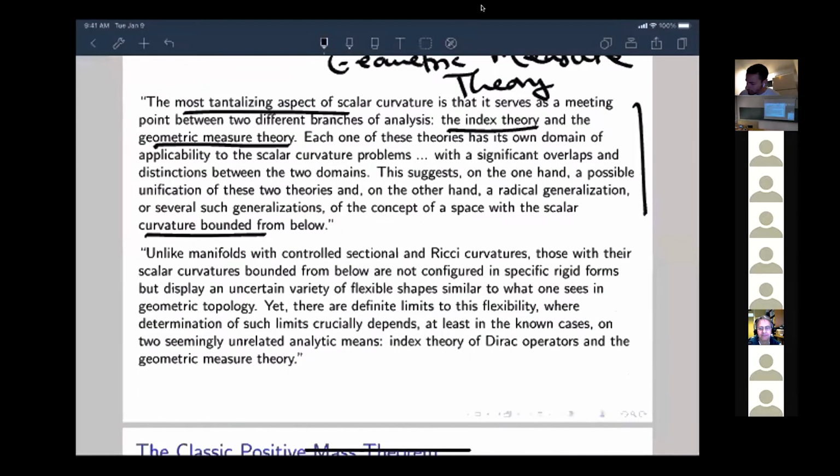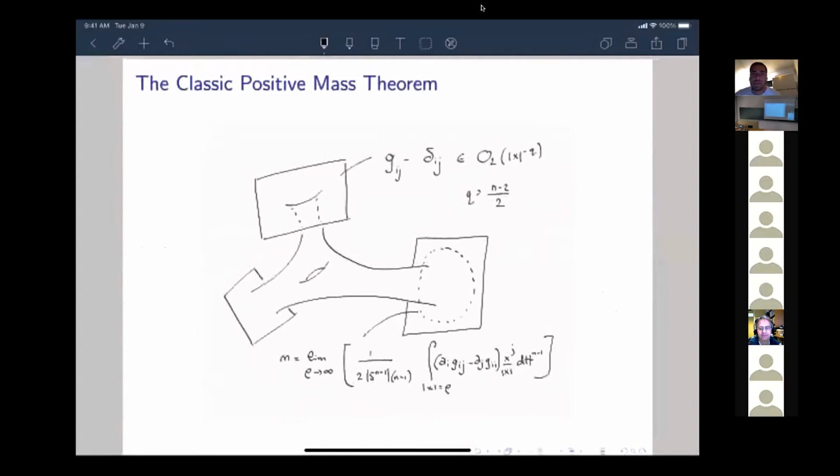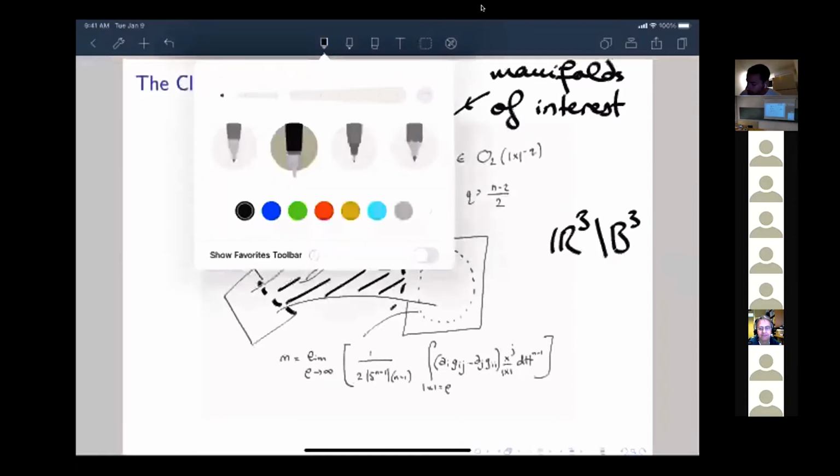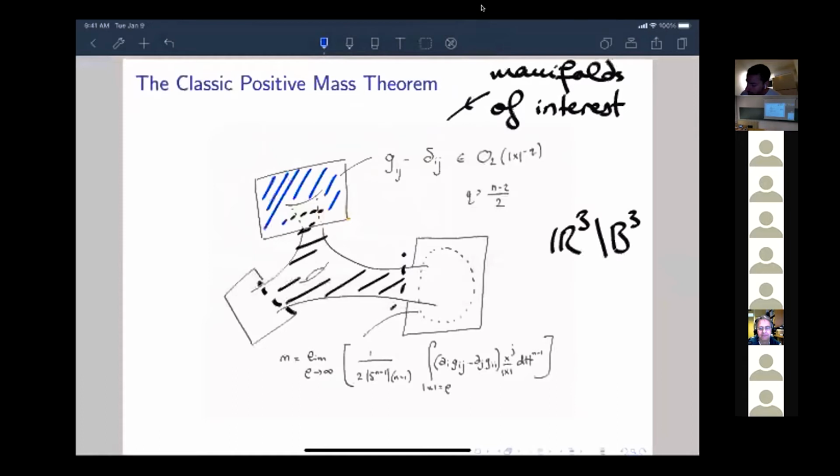Okay, so I'm sure many of you are familiar with the positive mass theorem, at least the basic statement. The idea is you have manifolds that look like this. These are the manifolds of interest. Basically, outside of a compact set, say outside of this region, the manifold looks like a disjoint union of a finite number of ends, and the ends are diffeomorphic to R3 minus a ball. That's this region, and the ball is here, if you will, the boundary of the ball. And there's a coordinate chart in which the metric looks like that.